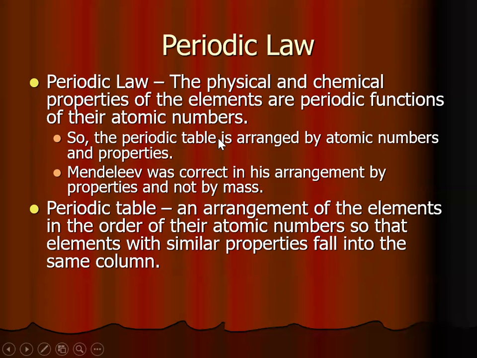Now, there were some elements that he left blanks in. Okay. There were 8 at least. Kind of depends on who you want to talk to. There were at least 8 elements that he predicted existed that did not exist at that time. Okay. One of them being germanium. He called it eka-silicon. Okay. That was something he left blank in there, and then later, once they found it, filled it in with something else.